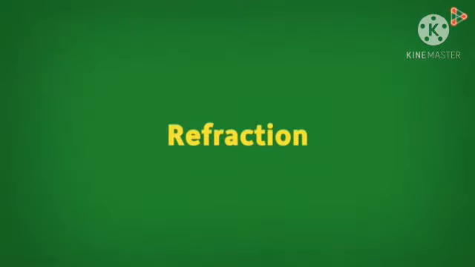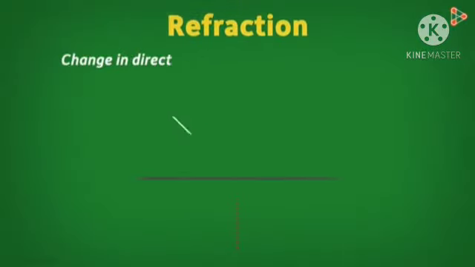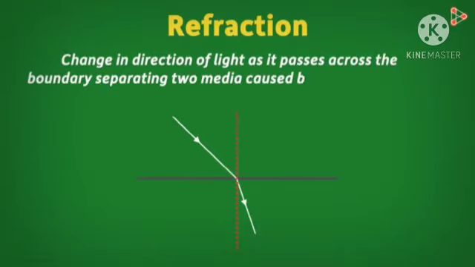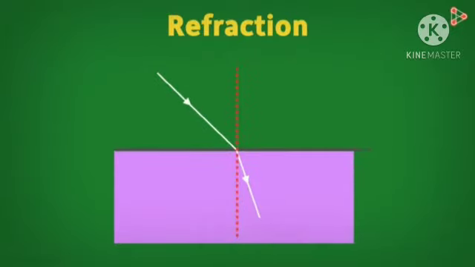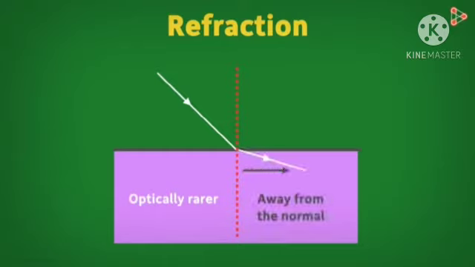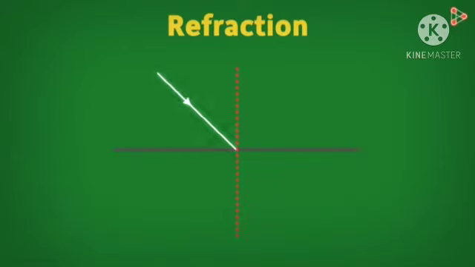And what is refraction? Refraction is the change in direction of light as it passes across the boundary separating two media caused by its change in speed. If the refractive medium is optically denser compared to incident medium, then the refracted ray will bend towards the normal. And if it's optically rarer, it will bend away from the normal. Note that the light is incident obliquely on the surface. When the incident light is perpendicular to the surface, it does not change its direction.